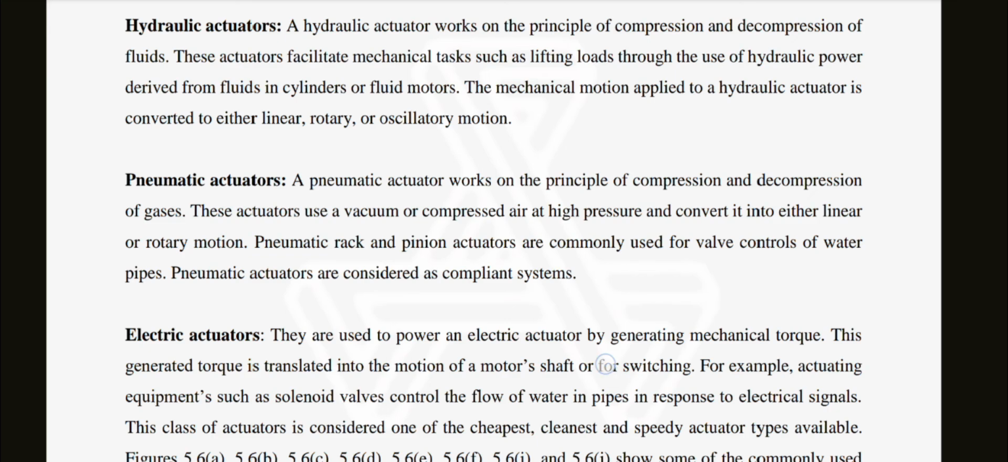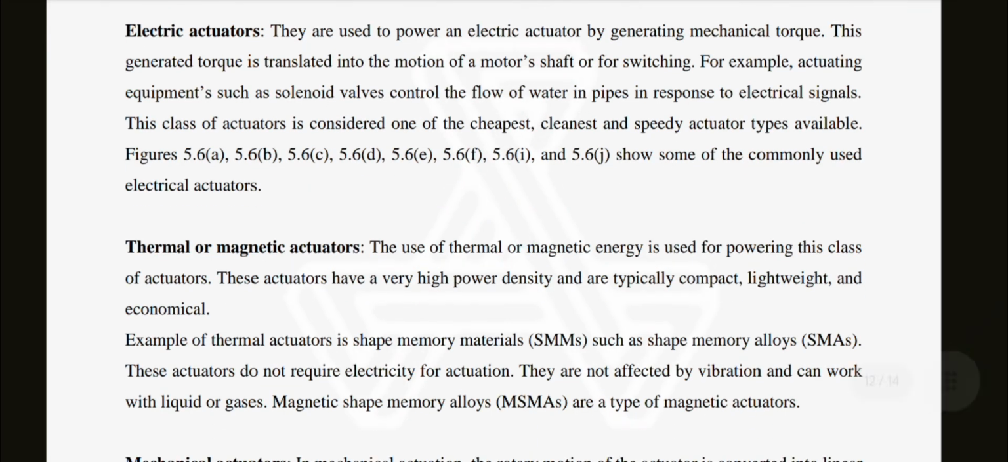Electric actuators. They are used to power an electric actuator by generating mechanical torque. This generated torque is translated into motion of its motor shaft or for switching. For example, actuating equipment such as solenoid valves control the flow of water in pipes in response to electrical signals. This class of actuators is considered one of the cheapest, cleanest, and speediest actuator types available. Figure 5.6 A, B, C, D, E, F, I, J show some of the commonly used electrical actuators.